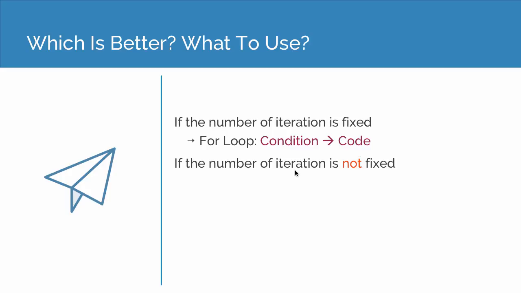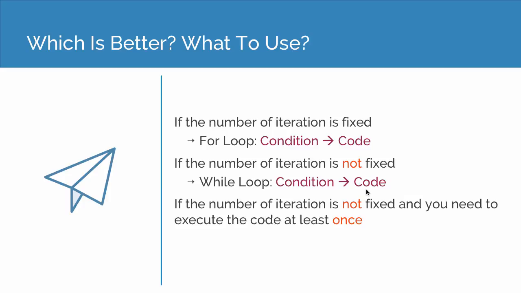And then if the number of iterations is not fixed, then simply use while loop. Now in case of while loop, again we first check the condition and then execute the code. And now at the end, if the number of iterations is not fixed and you need to execute the code at least once irrespective of condition, then simply go for do while loop. And now in case of do while loop, we first execute the code and then go for checking the condition. So always remember, in case of do while loop, the flow starts from here, from code till condition.